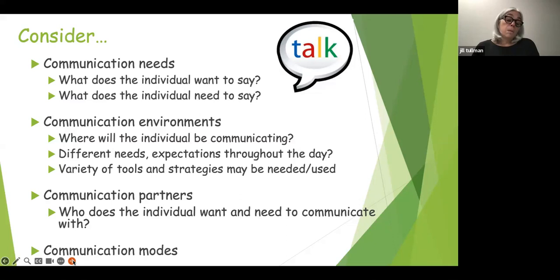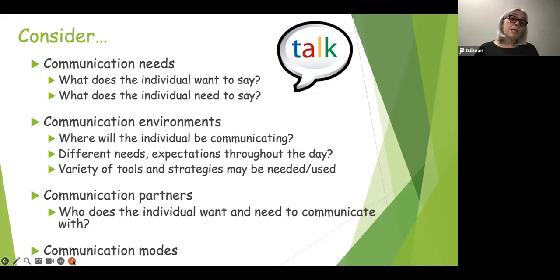And then for some individuals, it doesn't just have to be one tool. We might use different strategies and different tools. But again, this has to be really customized and thought out to figure out how to support the individual to communicate and participate as efficiently and easily as possible. And again, I mentioned this a minute ago. Who are the individual's communication partners?